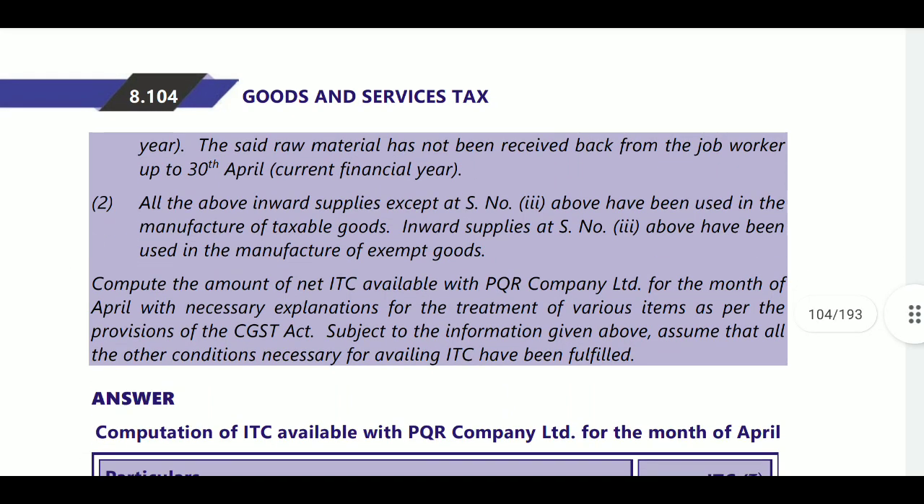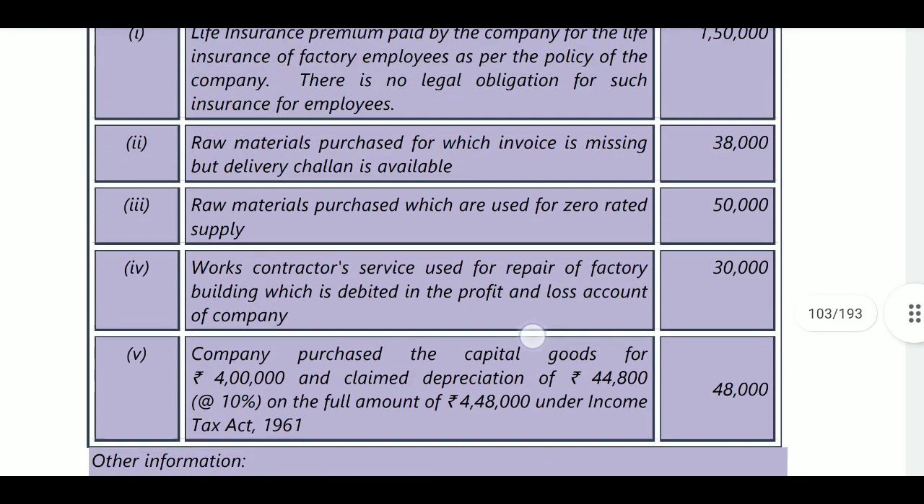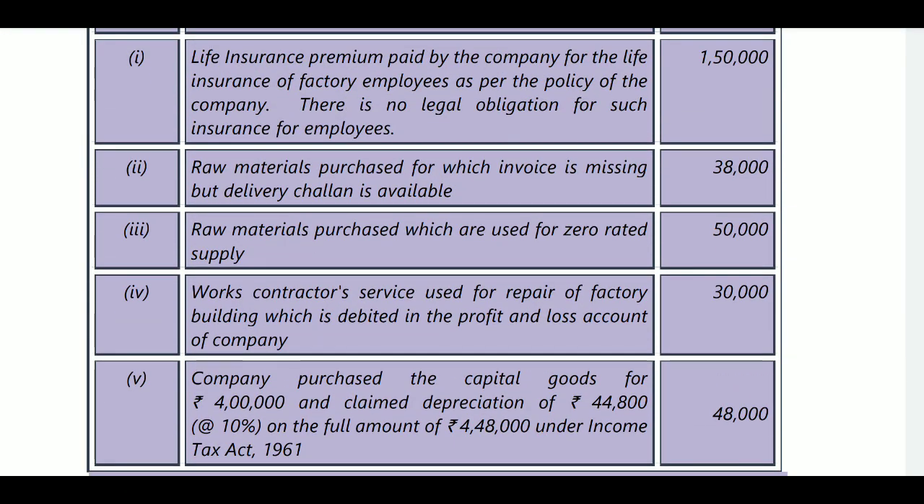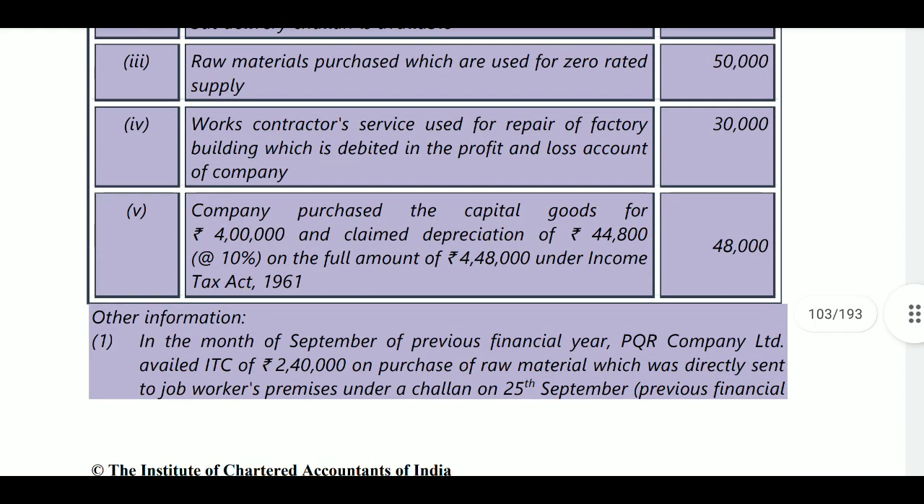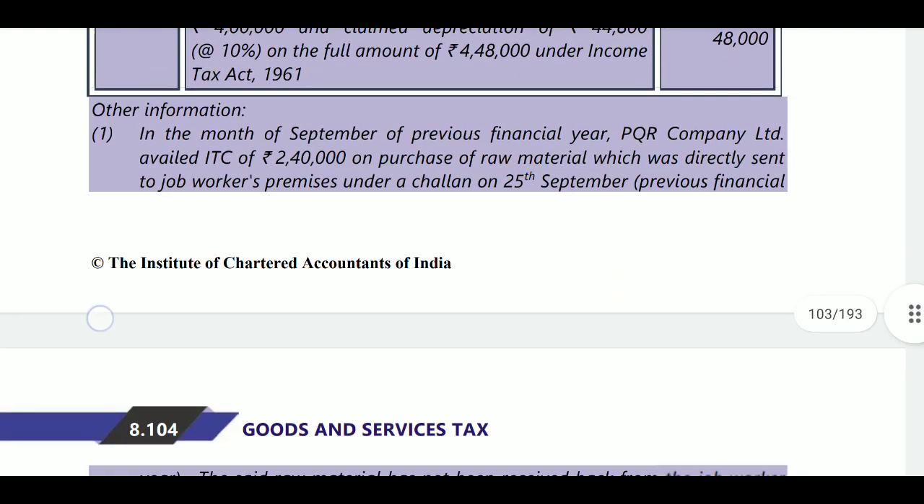Next, complete the last one. All the above inward supplies except serial number 1 above have been used in the manufacture of taxable goods. Inward supplies at serial number 3 above have been used for manufacture of exempted goods. What is there in 3? Raw material used for zero rated supplies. So for zero rated supplies, it will be allowable, no problem.